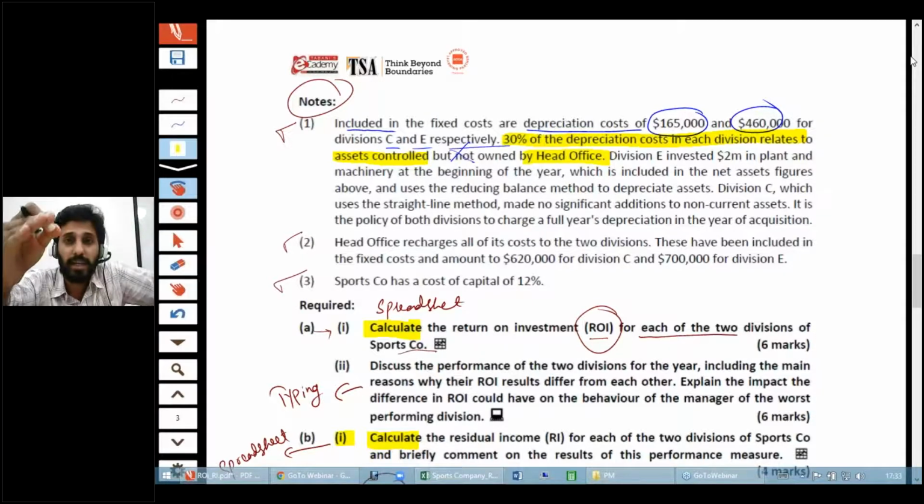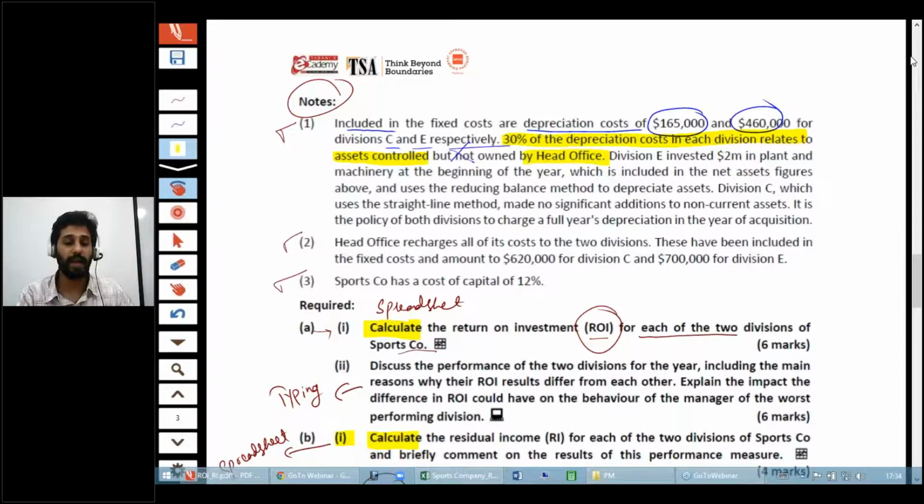The divisional manager is not controlling it. You have to assess the performance of the division. It is not a figure which is controllable by the division. This is the depreciation which is controlled by the head office.